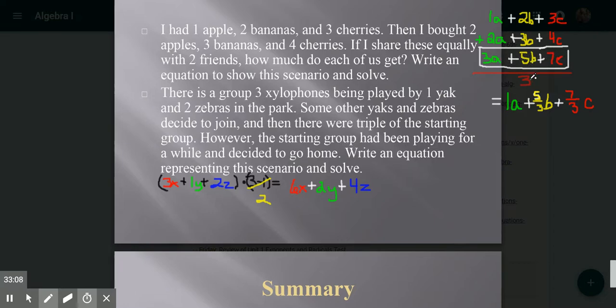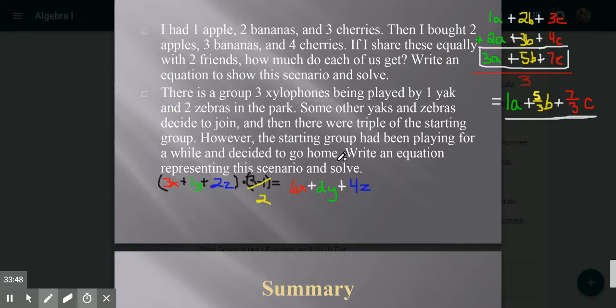And then these were divided with 2 friends. Okay, equally with 2 friends means myself and 2 friends. That's 3 people. So divided by 3. Each of these is divided by 3. That means that each person gets 1 apple, 5/3 bananas, which is almost 2 bananas, and 7/3 cherries, just a little bit over 2 cherries each. Okay. As I said, multiple ways to have set up the problem in the equation, but however you had set it up, if you solved correctly, you should wind up with this here.